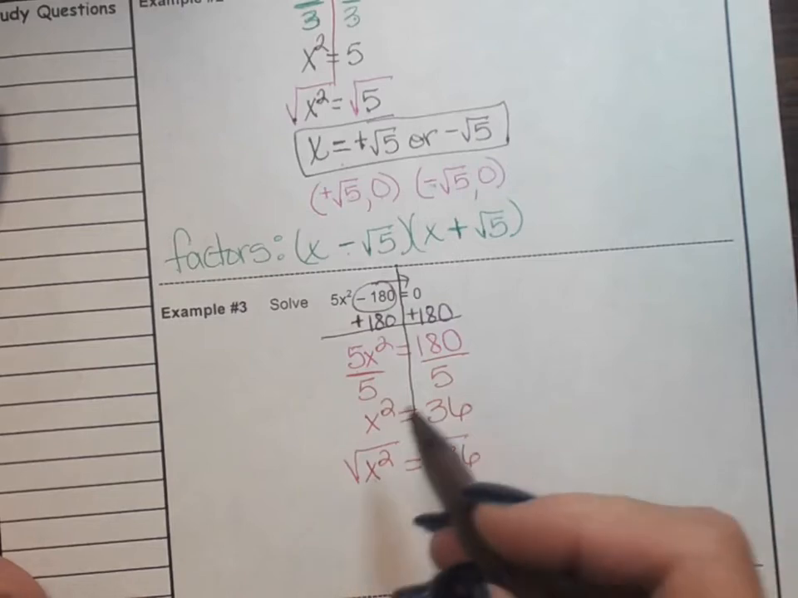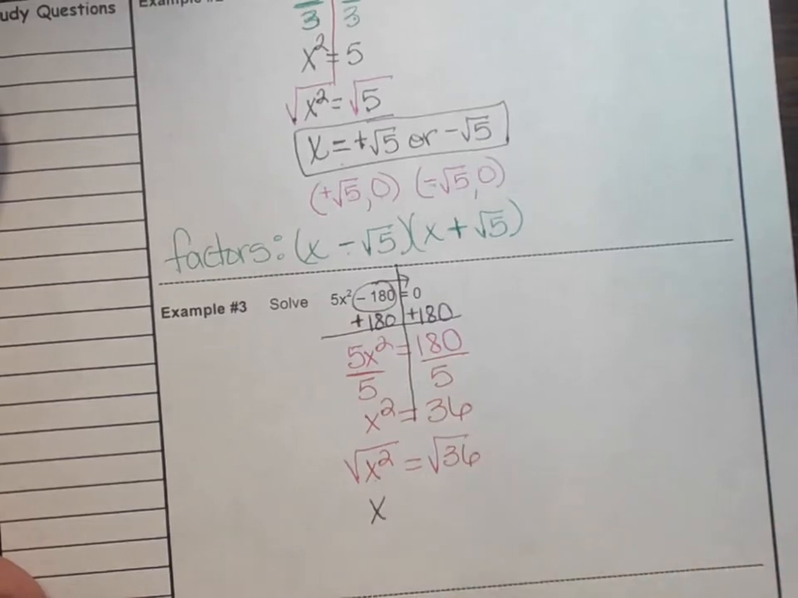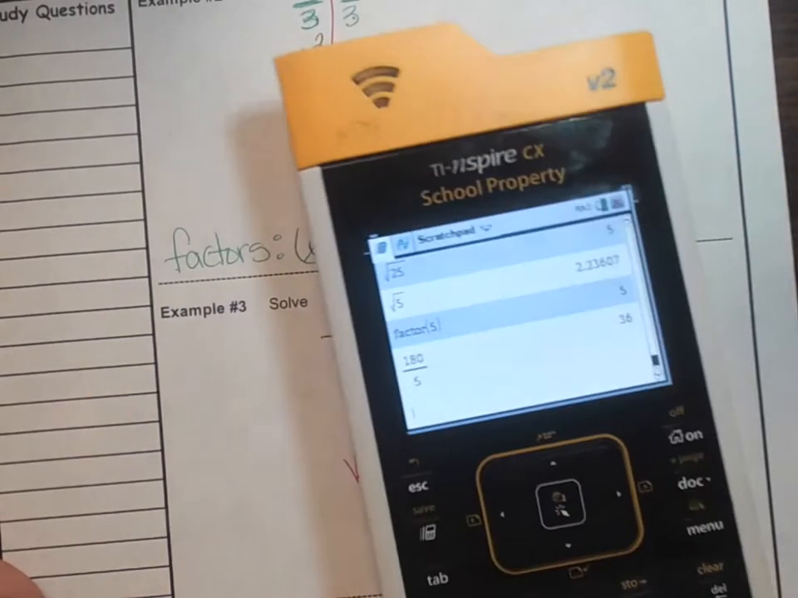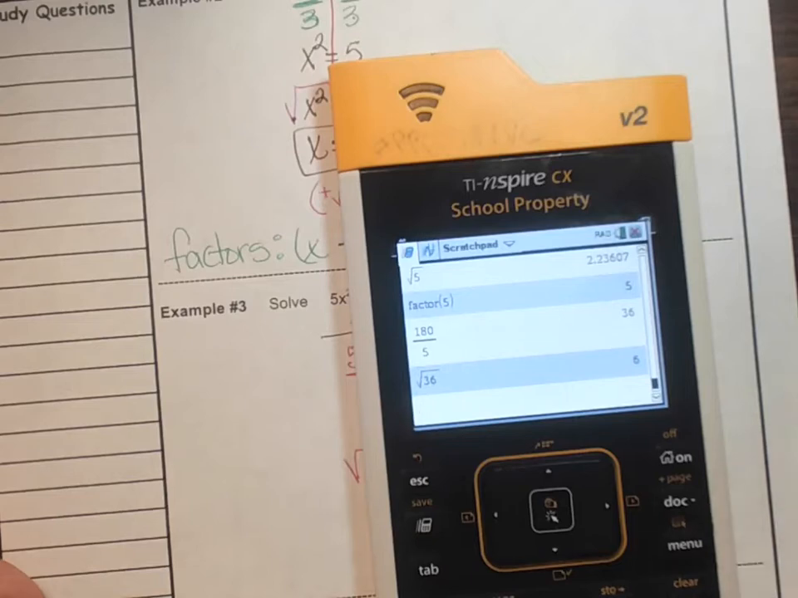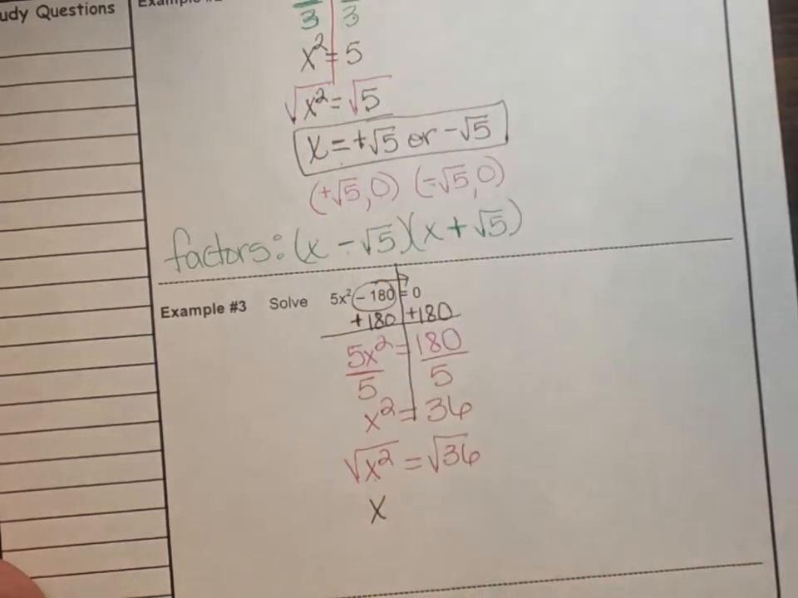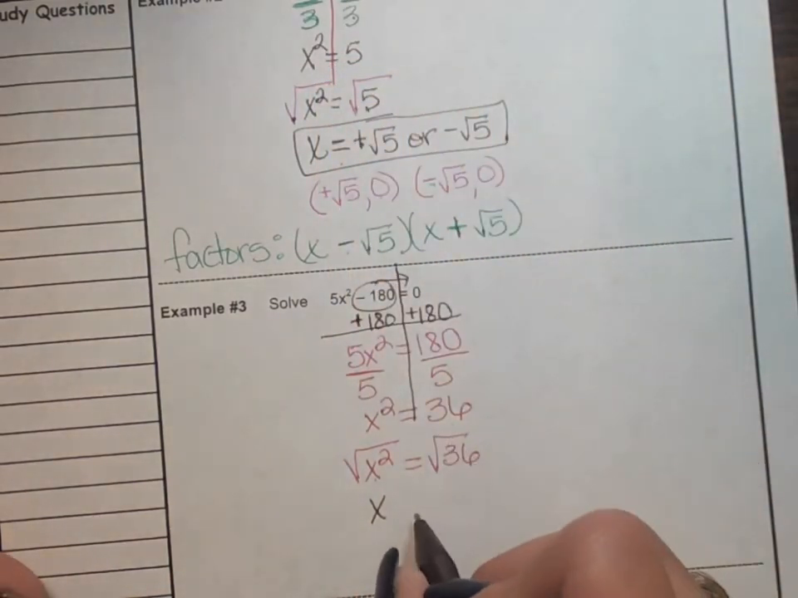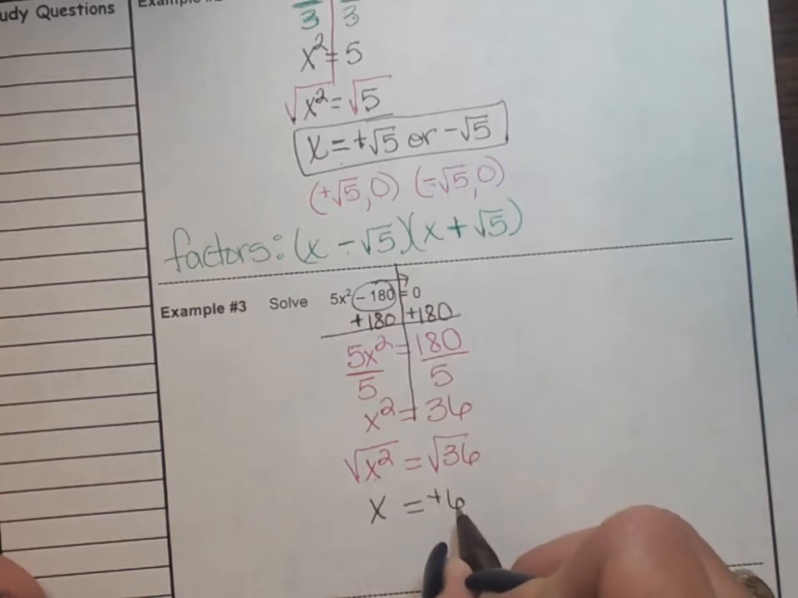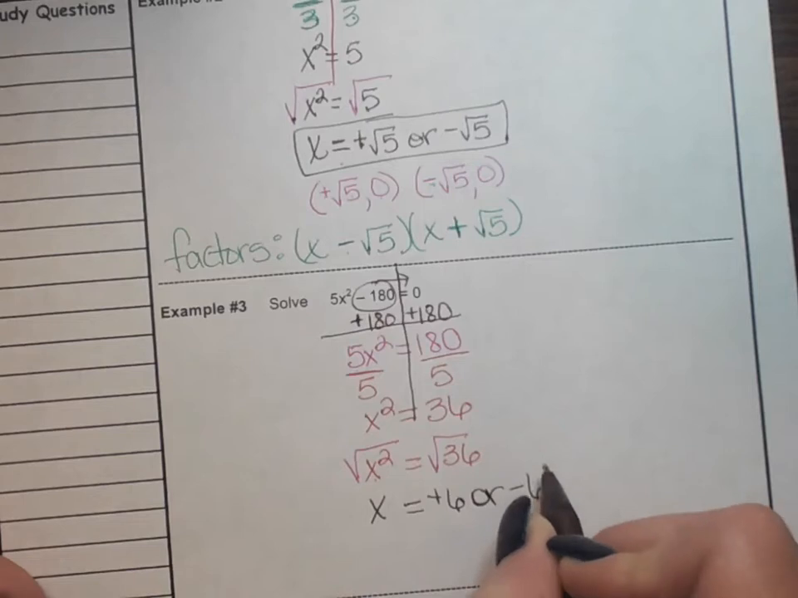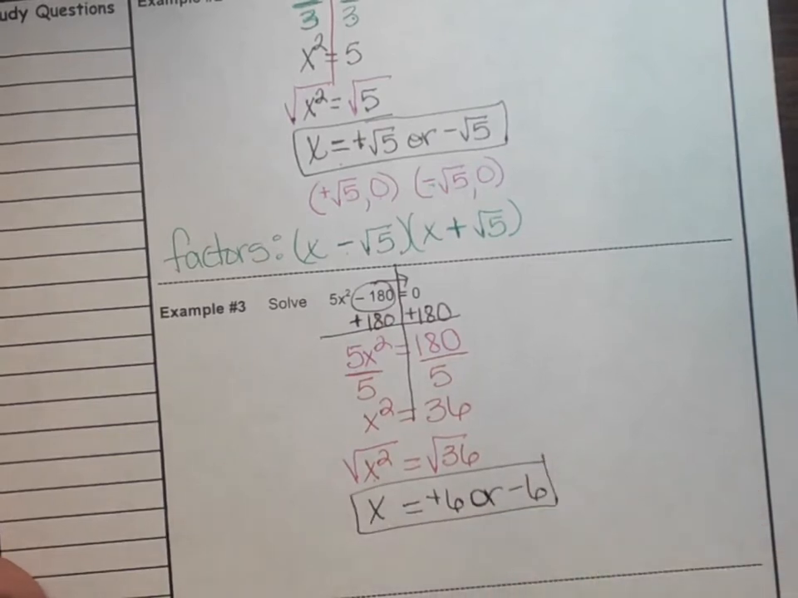The square root of x squared is always x, and the square root of 36. Well, let's go to our calculator. So we're going to do control x squared, type in 36, enter, and it gives us 6. It's a nice whole number, which means 36 is a perfect square. So the square root of 36 is positive 6 or negative 6. So my values of x are positive 6 or negative 6.